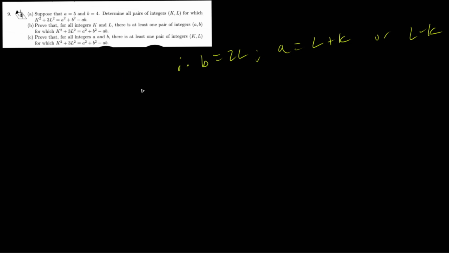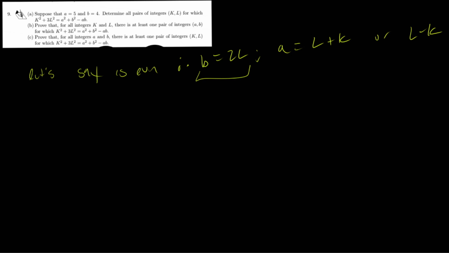So prove that for all integers a and b, there's at least one pair of integers k and l for which k squared plus 3l squared equals a squared plus b squared minus ab. So we're given integers a and b, and we want to prove that there is a value of l and a value of k, right? So let's say b is even. Well, looking at this, we could just say that b over 2 would equal l, and l would still be an integer, right? Because b is even.